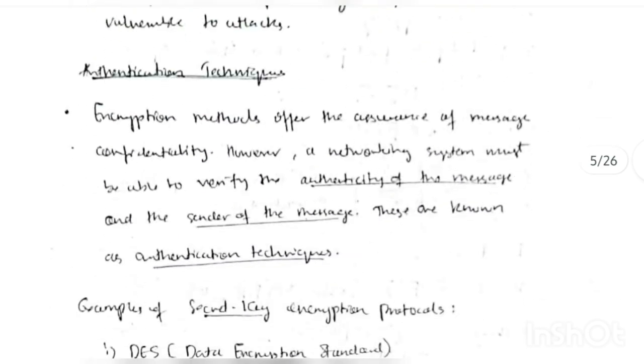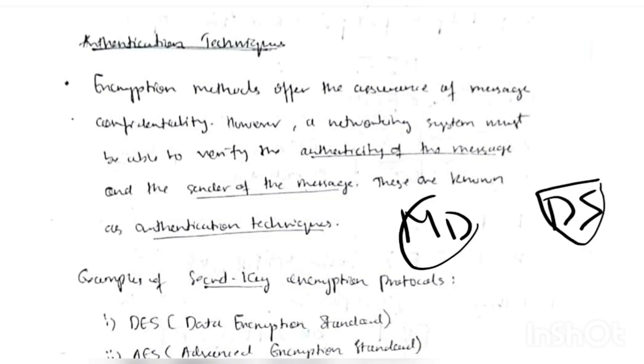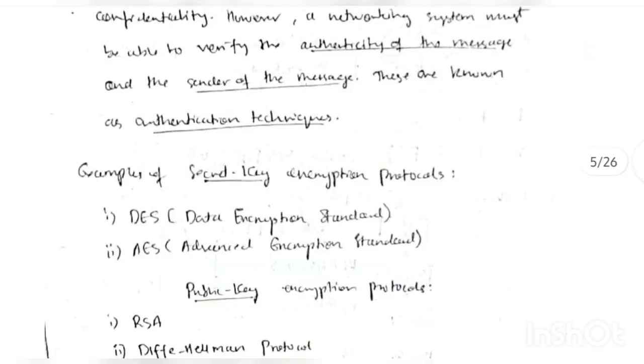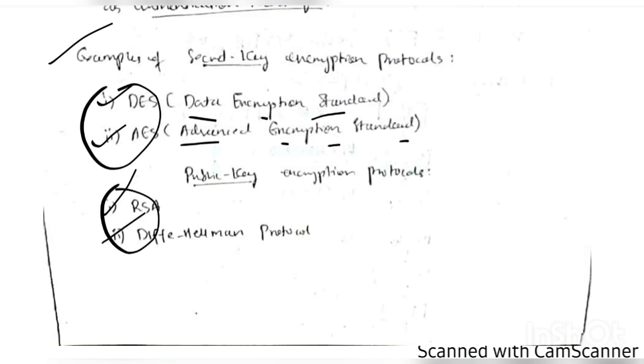There are two authentication techniques: authentication by using the message digest and by using a digital signature. The examples of secret key encryption protocols, which come under cryptographic techniques, are DES (data encryption standard), AES (advanced encryption standard), RSA and Diffie-Hellman. We'll be discussing each of these one by one.